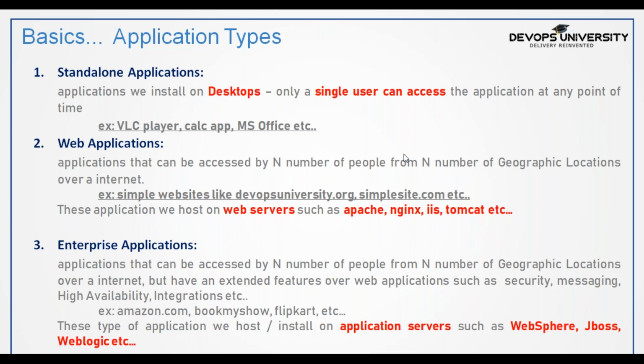In order to make these features available, I mean we can go for a web server definitely, but there are some limitations on the web servers which we use. Now we use something called application servers to host these types of applications, where application servers will provide features such as security, messaging, integrations. There are many things which are provided by your application servers.